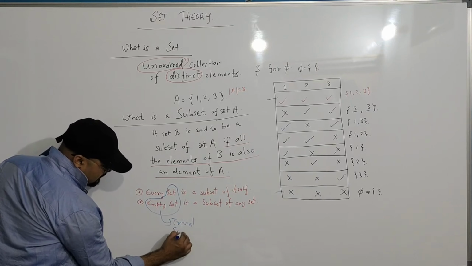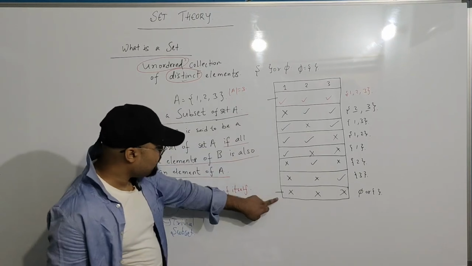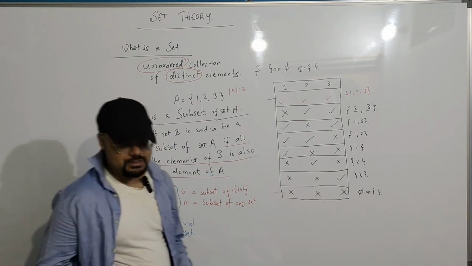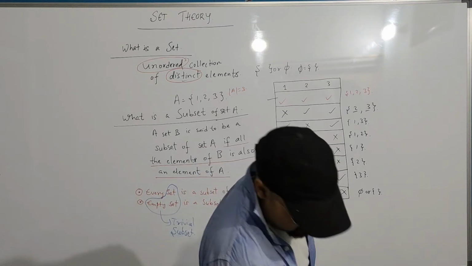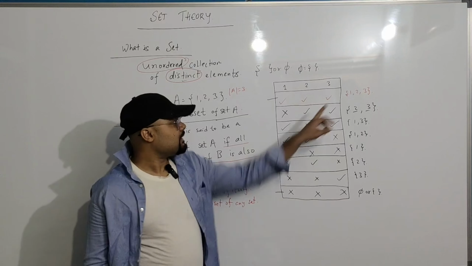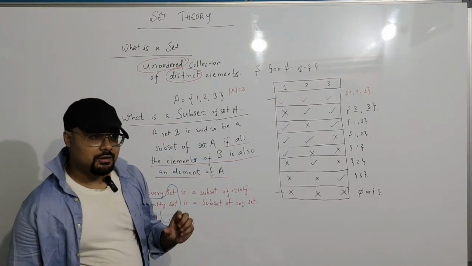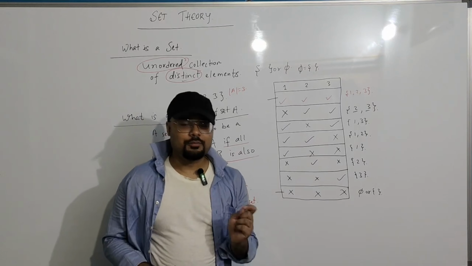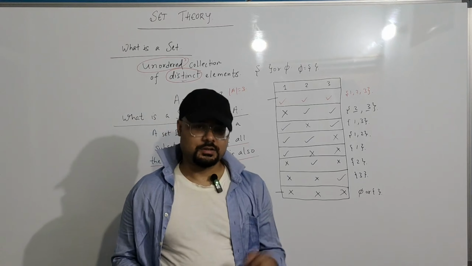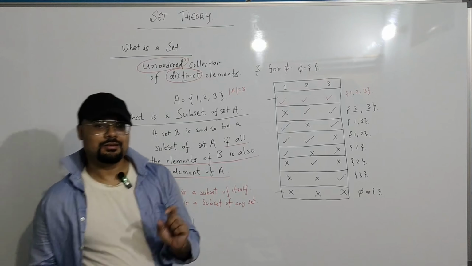Trivial subset. These two are trivial and the remaining are subsets. One more thing, there is something called a proper subset. So what is a proper subset? A proper subset is a subset of a set that is not the set itself. In a proper subset, the cardinality has to be less than the cardinality of the set, or there is at least one element, and this is the real definition.